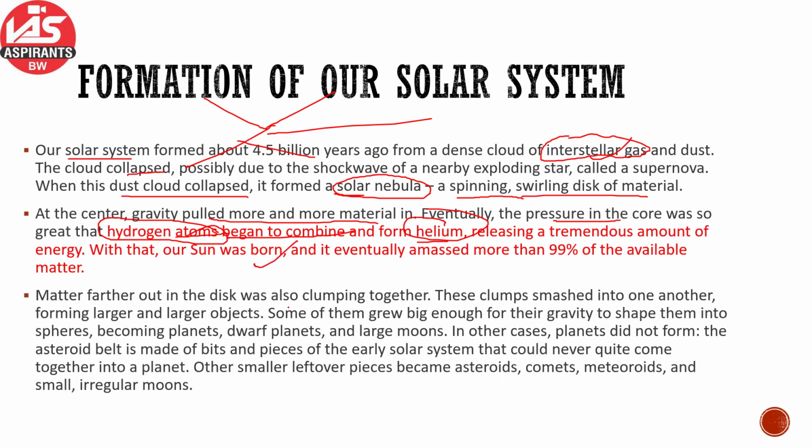And after that, in this swirling disk of material, we had the sun at the center, and there was still some material on the farther sides of the disk. It also started clumping together to form larger objects, and that's how planets, dwarf planets and moons came into being. And there were some leftover pieces which became the asteroids in the asteroid belt, comets, meteorites, and some small irregular moons.